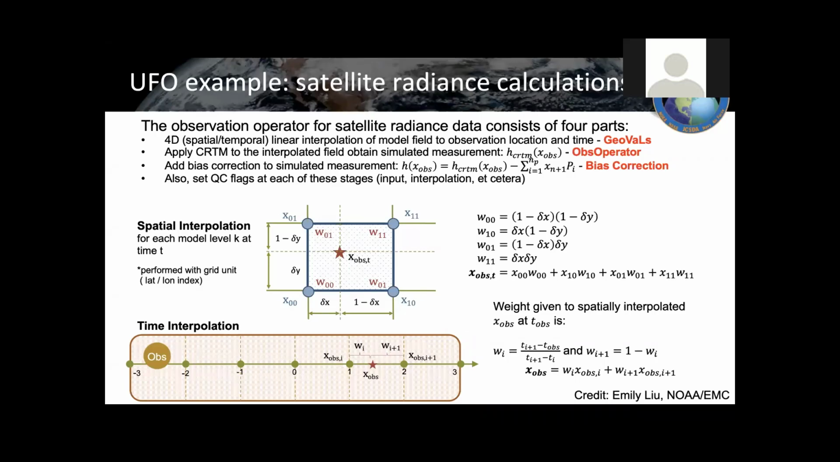Next, after that, we're going to apply the operator itself. In this case, we would apply the community radiative transfer model to convert the model state into a set of observables like radiances or brightness temperatures. And then, since no algorithm or sensor is remotely perfect, we apply some bias correction transformations to attain better agreement with what the simulated observations would actually see. And then finally, we do set some quality control information based on the data at each of these steps.